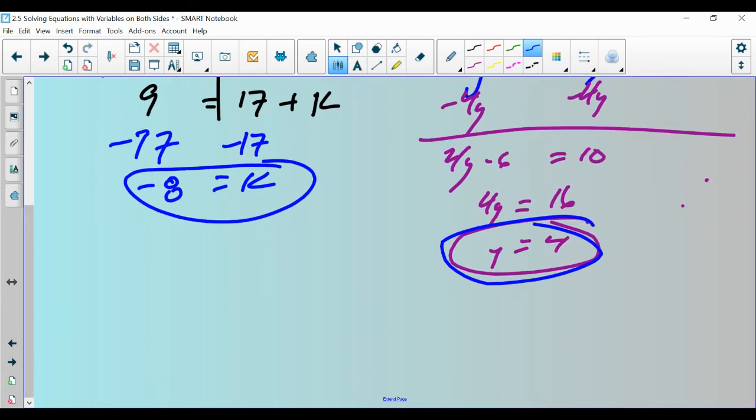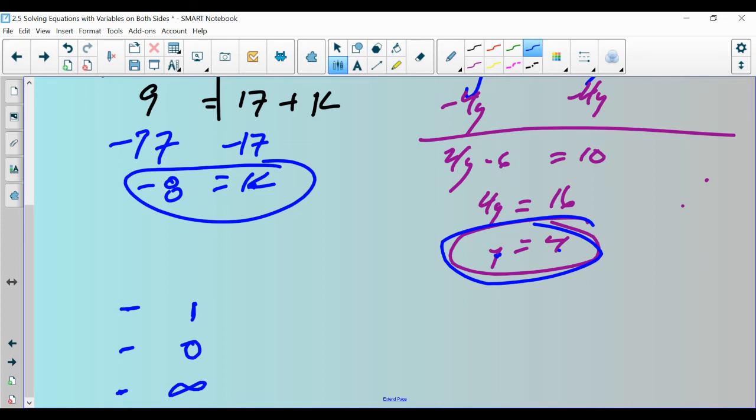There are three possible scenarios for what are called linear equations. We could have one solution. Everything that we've looked at so far has had one solution. This problem here had a solution of negative 8. This problem here had a solution of 4. Those were the numbers that made the equation true. So it's possible to have one solution, it's possible to have no solutions, or it's possible to have infinite solutions.